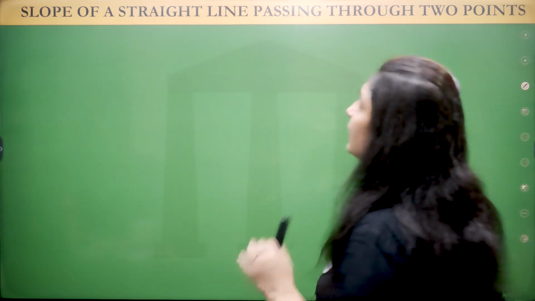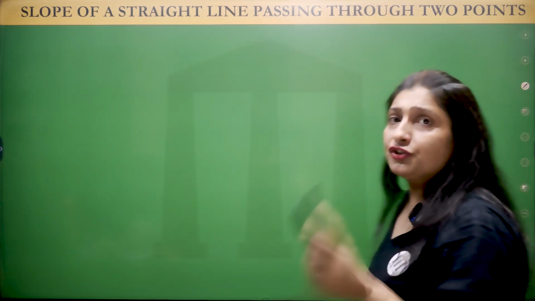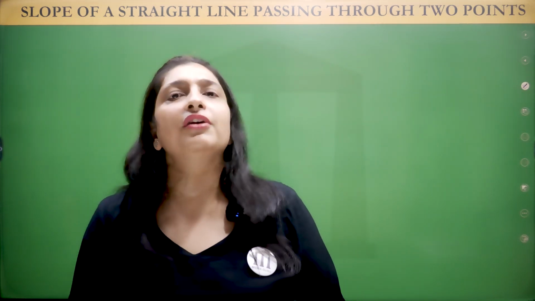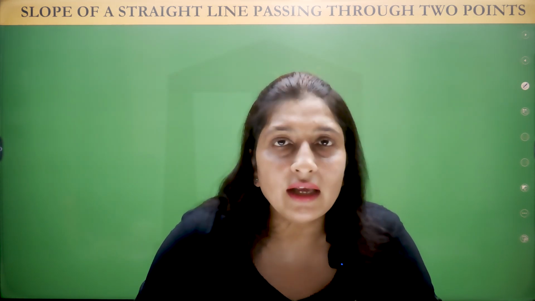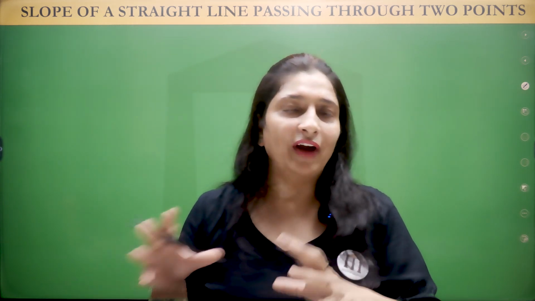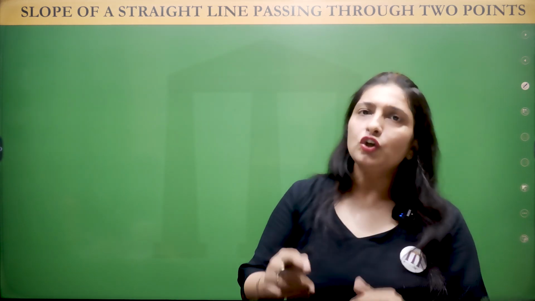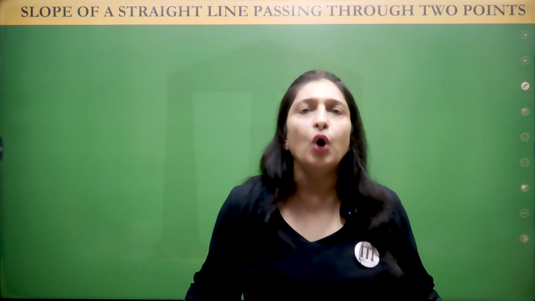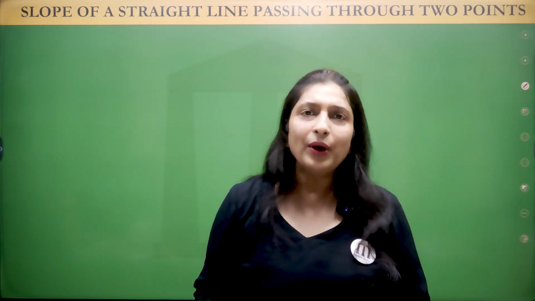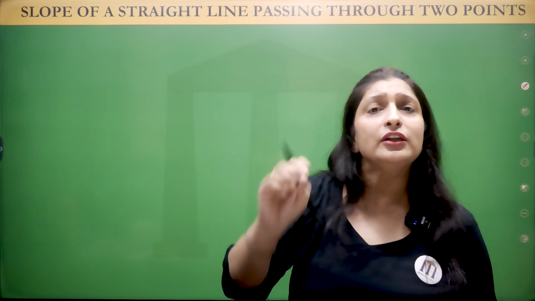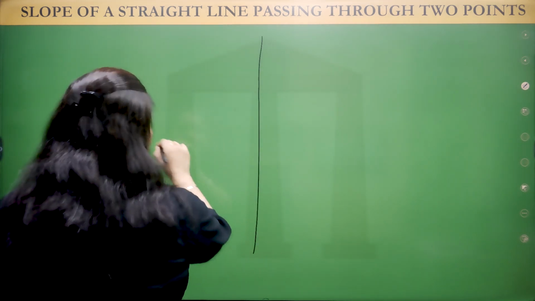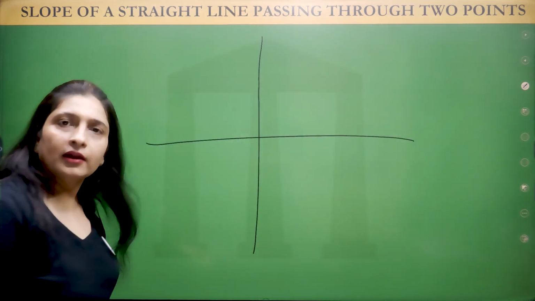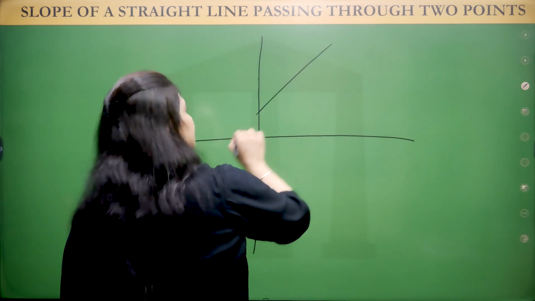Next topic is the slope of a straight line passing through two given points. Here the angle is not given. If the angle is given, we can easily find it by using the formula tan theta. We'll find tan of the angle, which will give us the slope. Now, if the angle is not given, and if in the question two points are given, any points on that line, in that case, how are we going to find out the slope? Suppose this is the line.